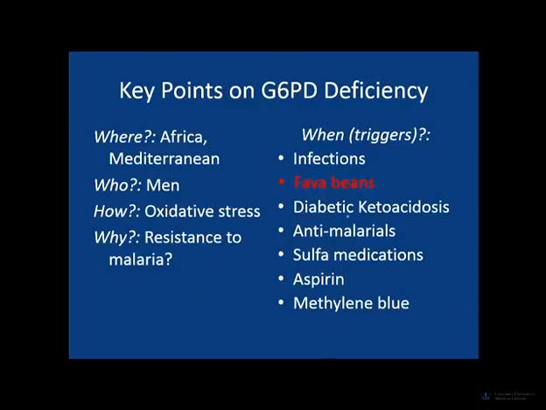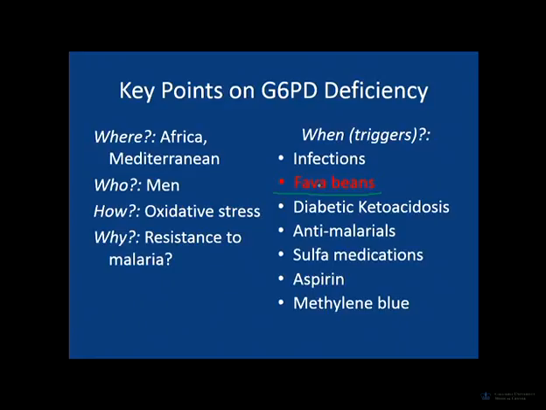If you ever see fava beans on any standardized exam, it either has to do with G6PD deficiency or flatus production. And so it's usually G6PD deficiency. Fava beans create this massive oxidative stress, and so you can have patients who eat fava beans for the first time and come in with severe hemolysis.